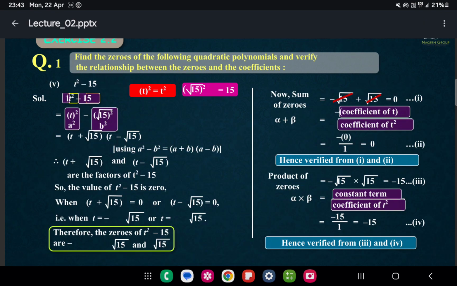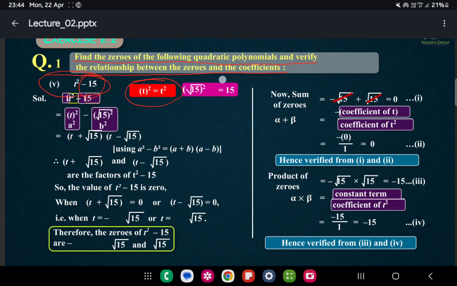Here we have to do the problem based on root. The question I will repeat once. Find the zeros of the following quadratic polynomial and verify the relationship between the zeros and the coefficient. So the type of question is t square minus 15. When they give like that, t square minus 15, we have already taken t square, but minus 15 is there.